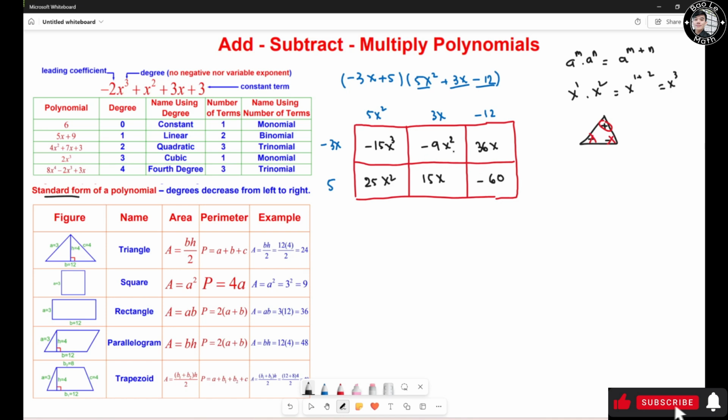Now you just combine all terms inside the rectangle right here. I need to rewrite from highest to lowest, so the answer starts with negative 15s cubed. Now I have two like terms right here, 25 subtract 9, which is 16s squared. I have another two like terms right here, 15 plus 36, which is 51s. And then I have negative 60 right here, rewrite negative 60. And this is the final answer.